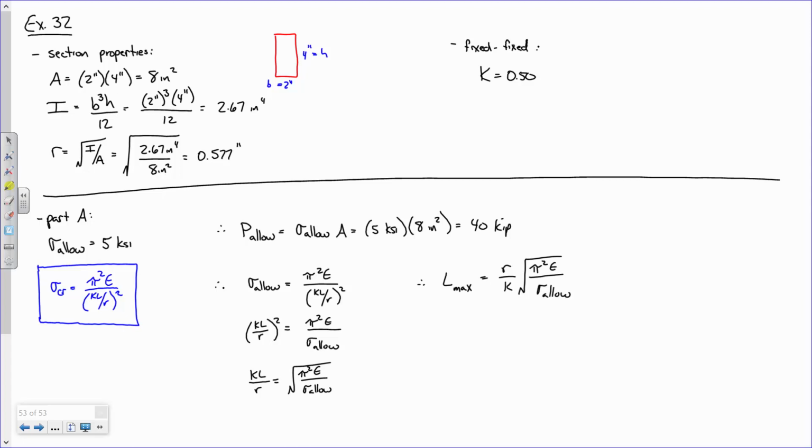Right? So what do we have? We have 0.577 inches over 0.5, and then the square root of pi squared 1600 KSI over 5 KSI. Now, while some of you do the math, let me ask you a question. What are the units for the length going to come out to be? Inches, right? Because everything that happens inside the square root vanishes. So the only thing that's left is that.